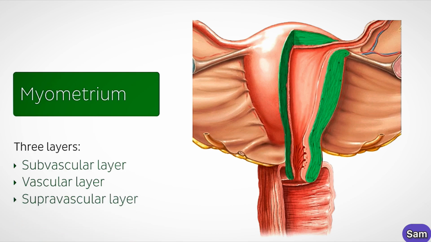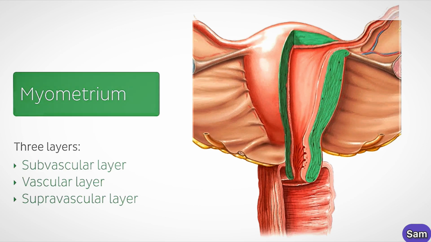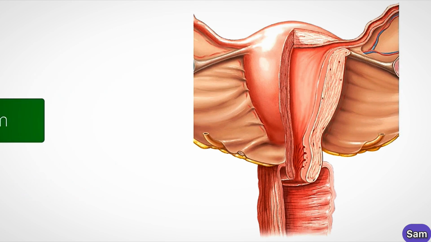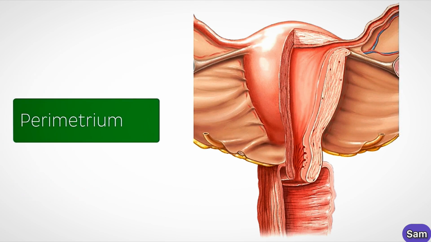The supravascular layer, which is our last layer of the smooth muscle layers of the myometrium, is a thin sheet of crossing muscle fibers stabilizing the uterine wall. And the myometrium is a continuation of the muscle layers of the uterine tubes and the vagina. The perimetrium, or serosa, is our outer layer of the uterus and is made up of mesothelium and a thin layer of loose connective tissue, and it's continuous with the peritoneum in the pelvic and abdominal cavities.